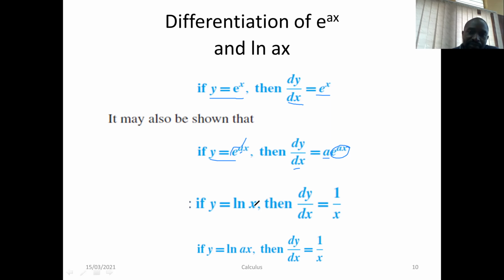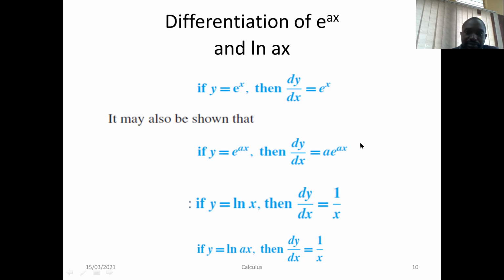Then coming to the logarithm function, if we are given a natural logarithm function y equals ln x, then dy over dx will simply be 1 over x. And in some cases, you may have a constant for x there. The rate of change of y with respect to x will still be 1 over x, irrespective of the value of a there. So let's do some examples on this one.